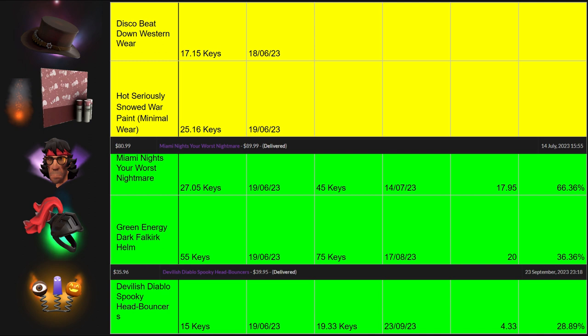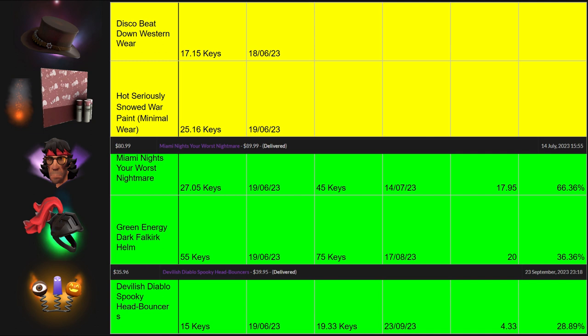Hot Seriously Snowed War Paint Minimal Wear. A decent war paint for a good price. It'll either take a while to sell or I'll just lower the price. Miami Nights Your Worst Nightmare. This is a nice sniper unusual that sold for very high, higher than I expected, and very quickly. 66% return in under a month is insane.